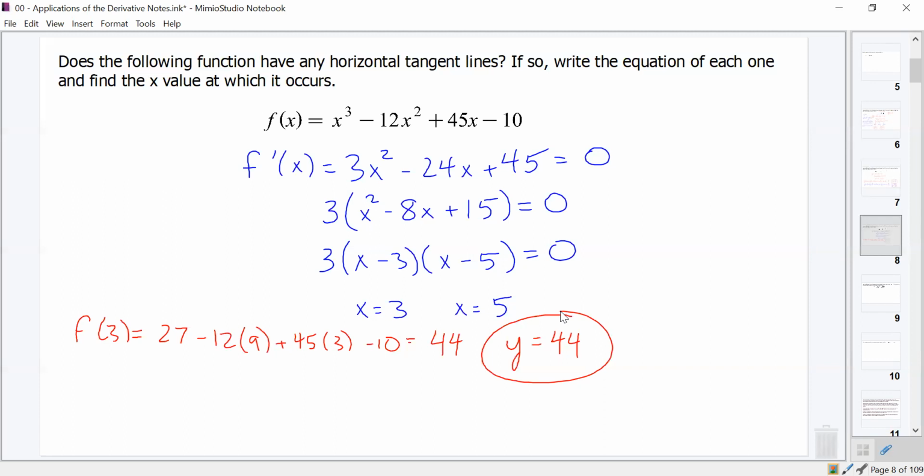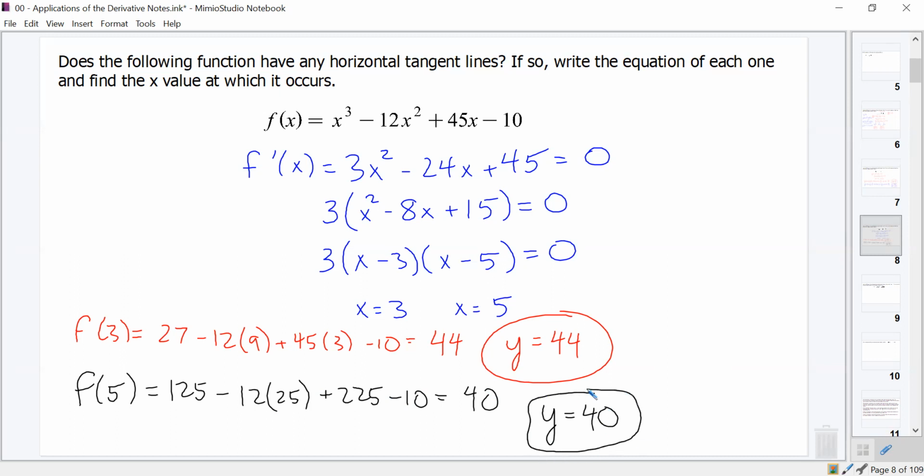Then we'll look for f of 5. F of 5 is 5 cubed, which is 125, minus 12 times 5 squared, or 12 times 25, and then plus 45 times 5, which ought to be plus 225, minus 10. Go through all of that, and looks like you end up with 40. And so our other horizontal tangent line is y equals 40.